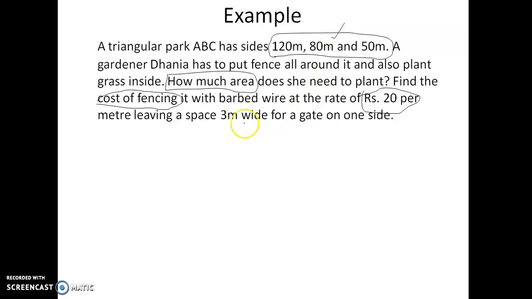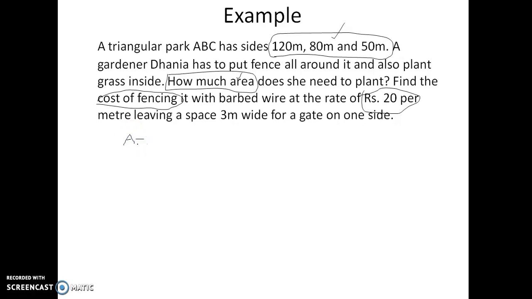So two subdivisions, that is two questions, they are asking here. One is to find out the area, and the second one is to find out the cost of fencing. That's it. Okay. So now what is area? The area formula we already know.